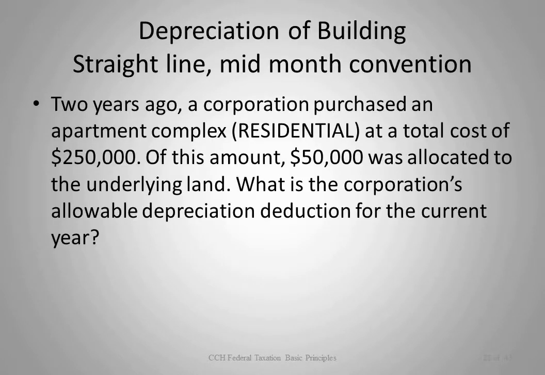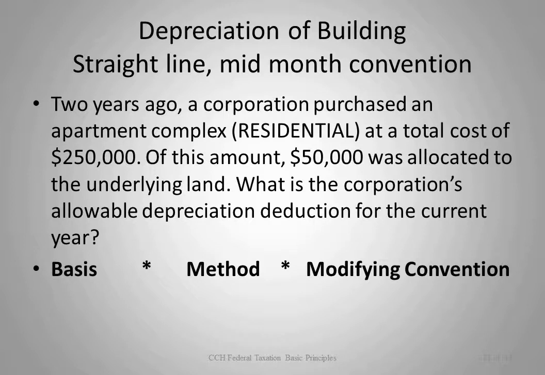All right, here's a second example. 2 years ago, you purchased an apartment complex. That's residential. Apartments and rental homes are residential. Spent $250,000. $50,000 was allocated to the underlying land. What is the corporation's allowable depreciation deduction for the year? All right. So the only thing that's changing here is it is residential. So you use a different life. Corporation's allowable depreciation deduction for the current year.